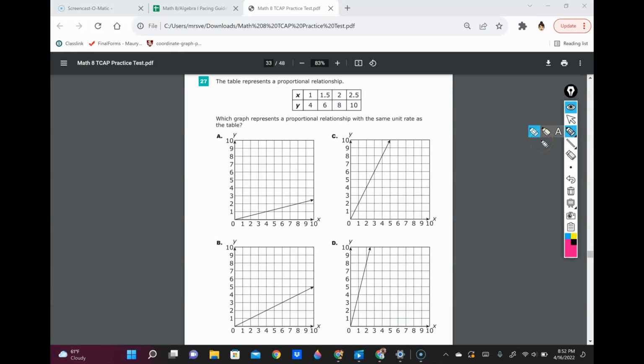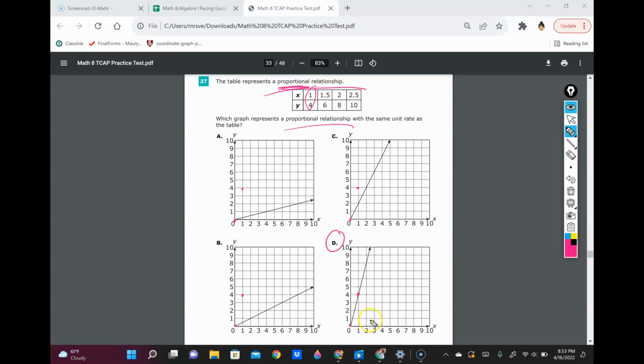27. The table represents a proportional relationship. Which graph represents the proportional relationship with the same unit rate as the table? Remember, proportional means going through the origin, and every single one of these goes through the origin. So we're just going to test these points. You've got 1 and 4. Well, that's up there. 1 and 4. Nope. 1 and 4. Nope. 1 and 4. Bingo. It's D.